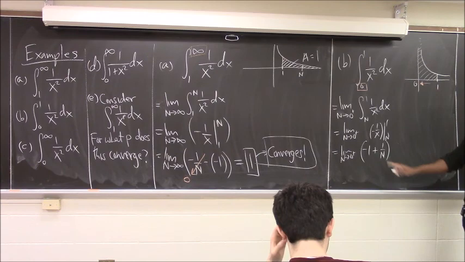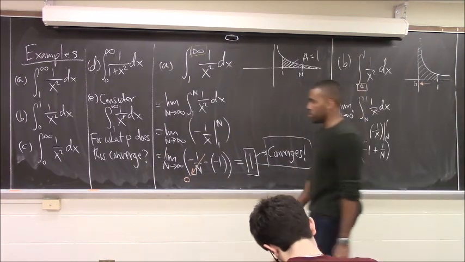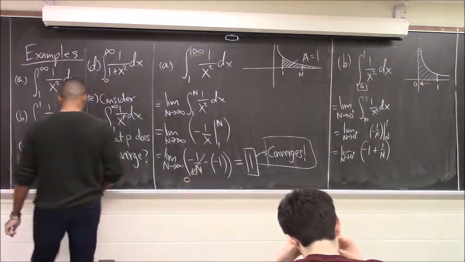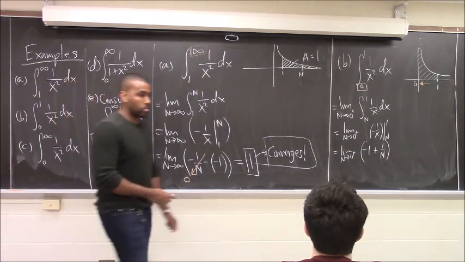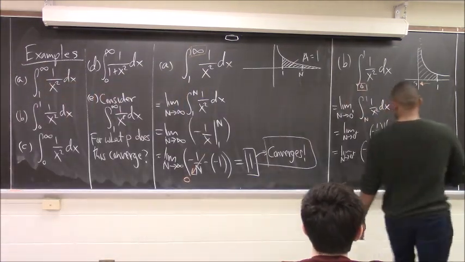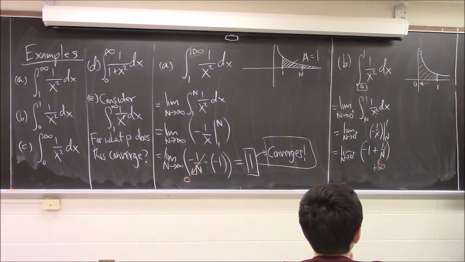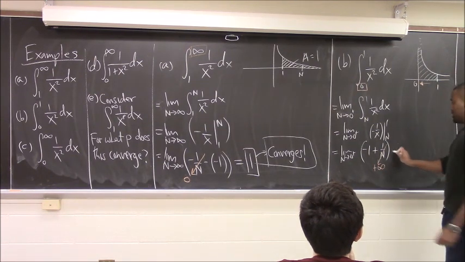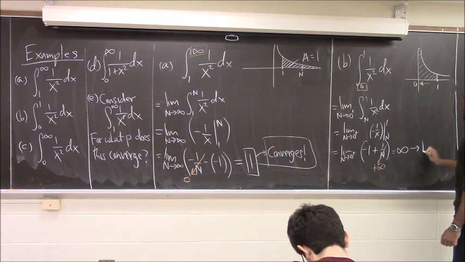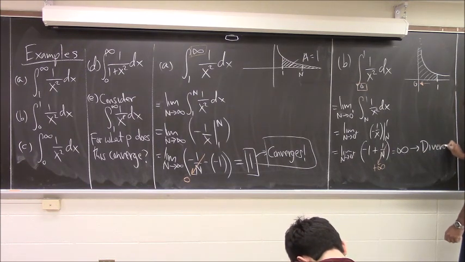And what happens to 1 over n as n approaches 0 from the right side? Yeah? Goes to positive infinity. So I have minus 1 plus infinity. That's infinity. So here, this one diverges.